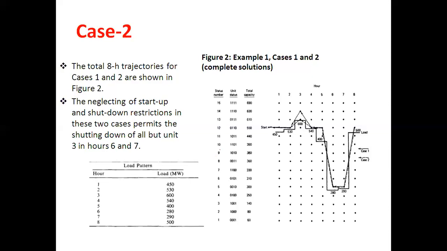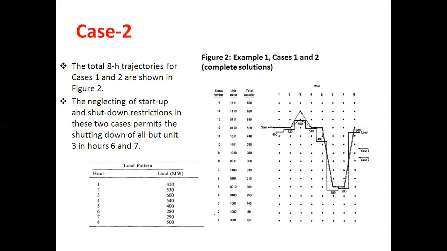Again, these are the units, these are the state numbers, and this is the load pattern that we have already seen. For the 8-hour load pattern, the load for each hour is drawn here: 450 for the first hour, 530 for the second hour, 630 for the third hour, 540 for the fourth hour, 400 for the fifth hour, 280 for the sixth hour, 290 for the seventh hour, and 500 for the eighth hour.